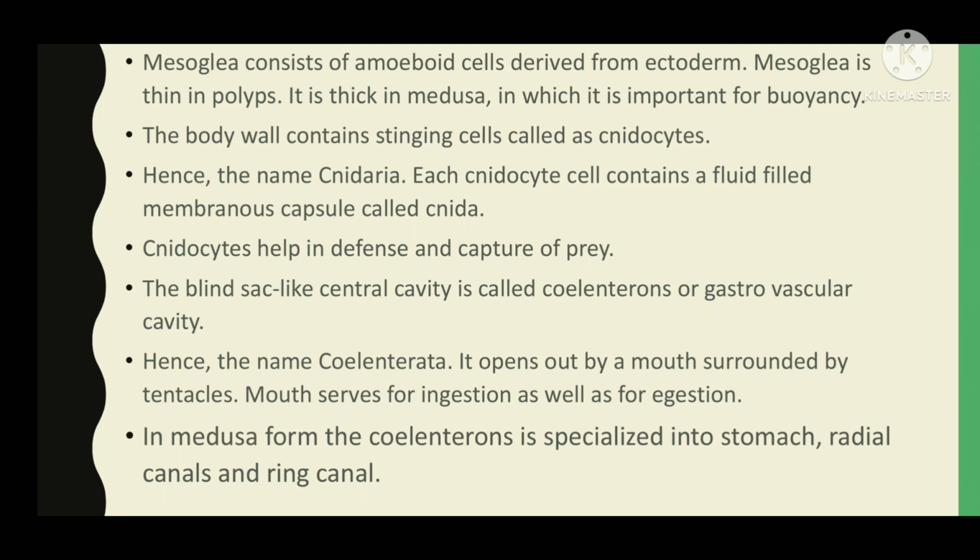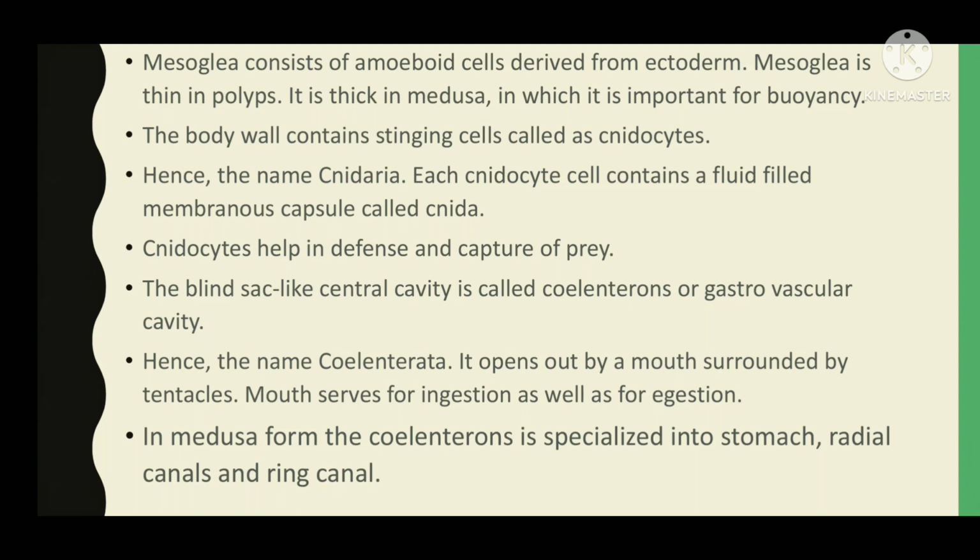The body wall contains stinging cells called cnidocytes. Hence, the name is Cnidaria. Each cnidocyte cell contains a fluid-filled membranous capsule called cnida. Cnidocytes help in defense and capture of prey.